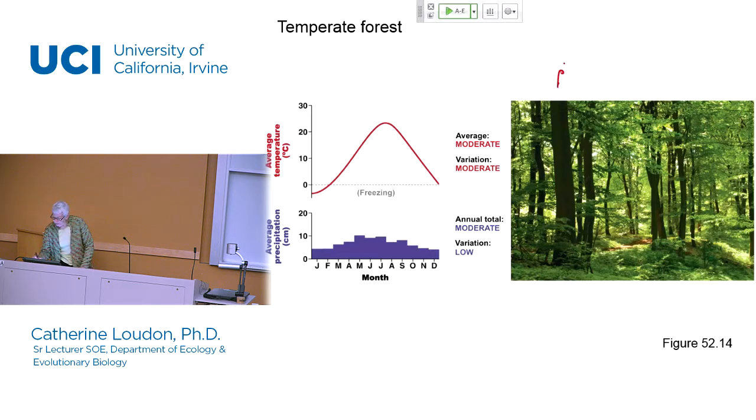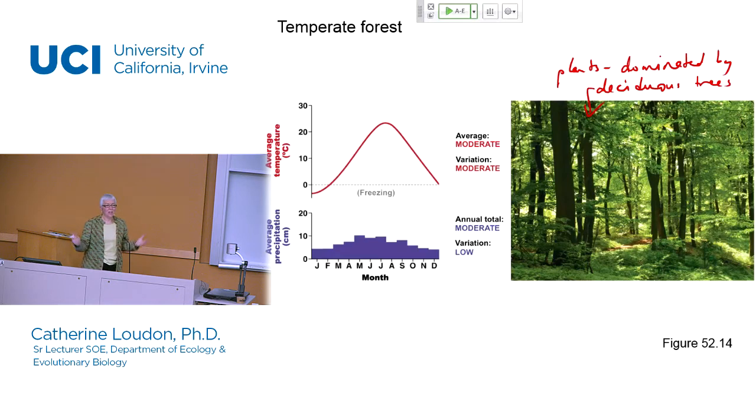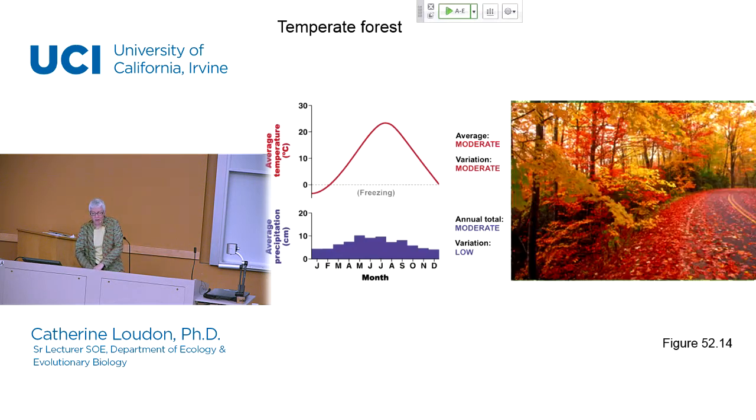This is dominated, in terms of the plants, by deciduous trees specifically. Deciduous trees meaning those that shed their leaves, that lose their leaves. That's what deciduous means. And so, of course, what we're looking at here is in the middle of summer. If we jump to, say, the fall, this is what a typical temperate forest looks like in the fall. The colors are changing and the trees are about to all lose their leaves for the winter.